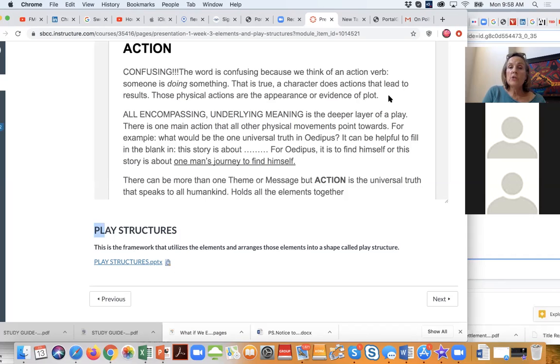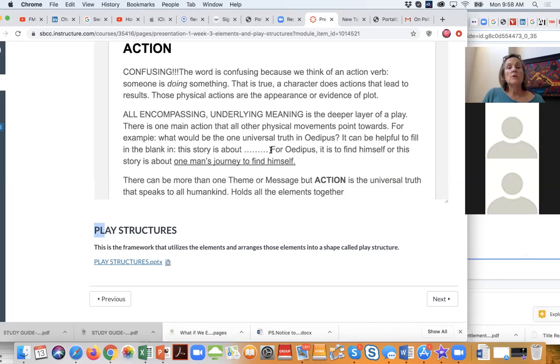But the underlying meaning is really the deeper layer of the play. There's one main action that all of the physical actions lead to. So what would be the one universal truth in Oedipus? It can be helpful to fill in the blank: this story is about, and that keeps you away from saying, well, they did this, and then they did this, and then they did this. So for Oedipus, we can say it is to find himself, or this story is about one man's journey to find himself. And that gives you a universal truth.